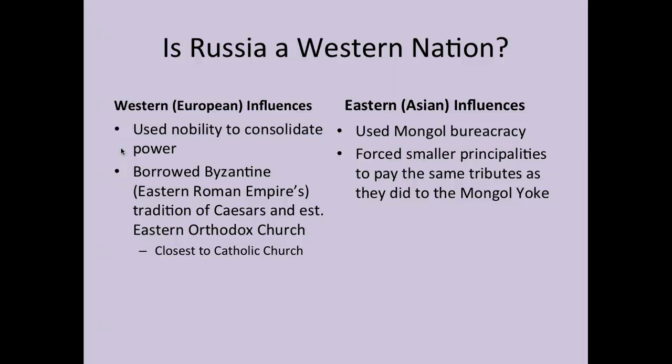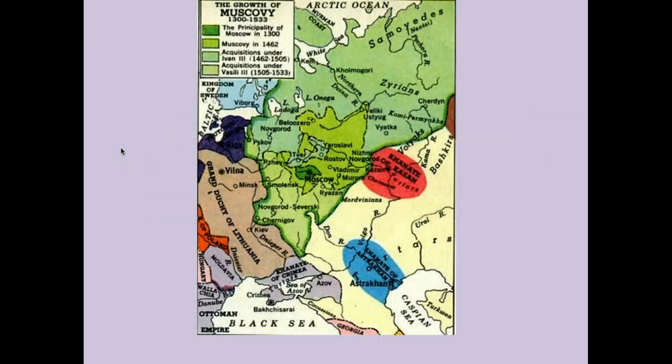The Eastern influence, though, is that they did borrow the bureaucracy from the Mongols, and they forced smaller principalities to pay the same tributes, just like the Mongol yoke did. So they had a similar taxation system.